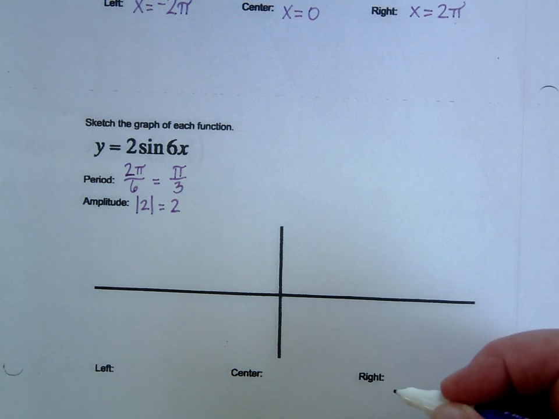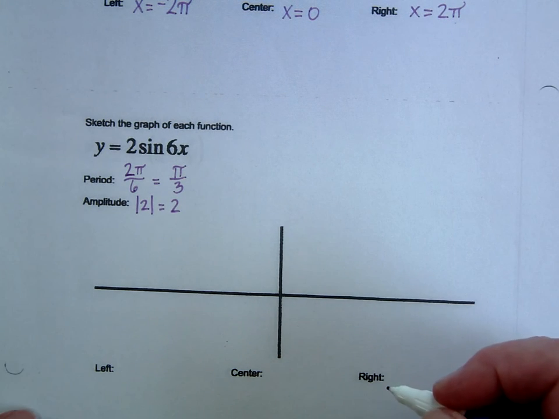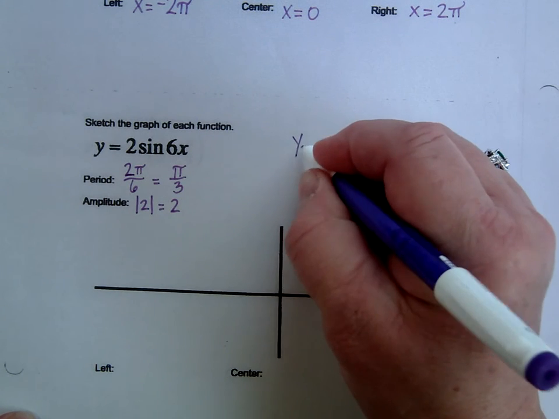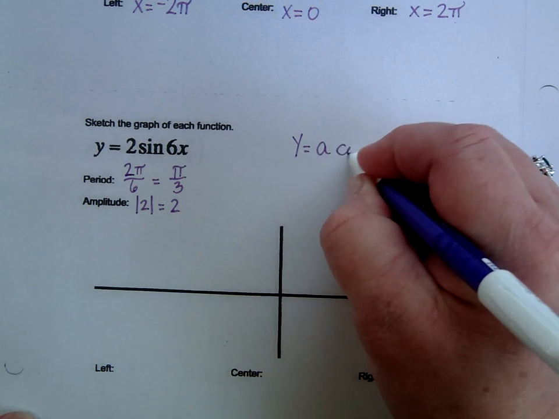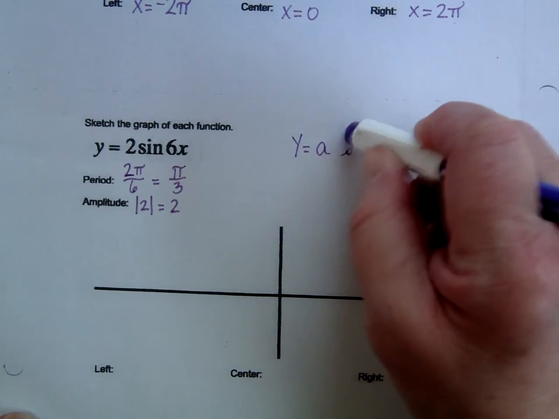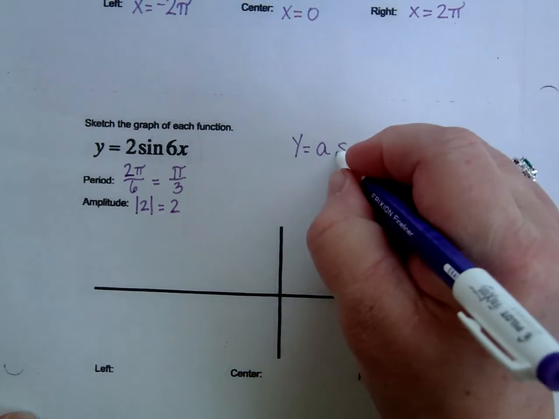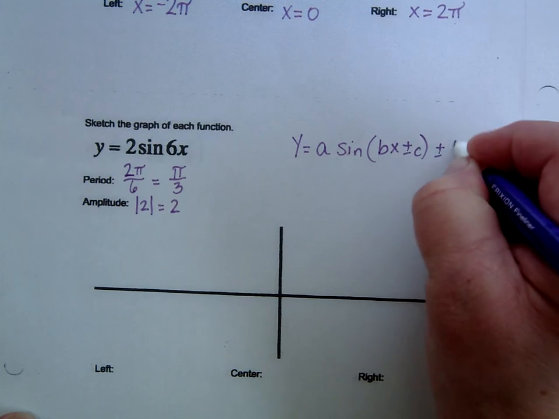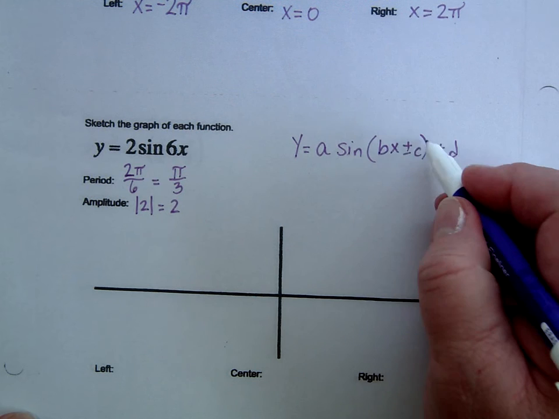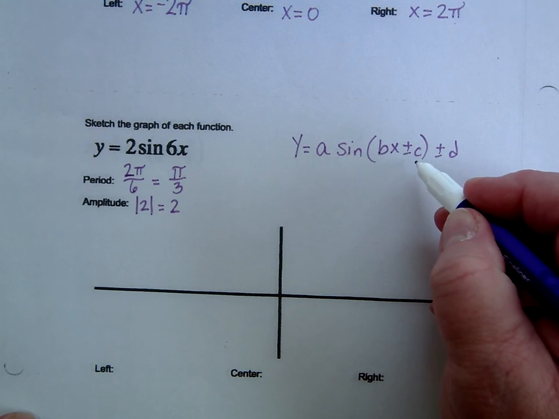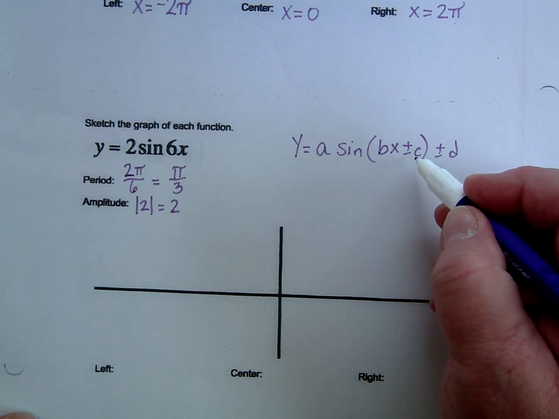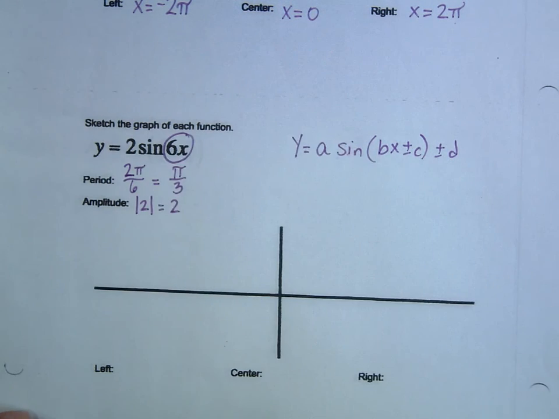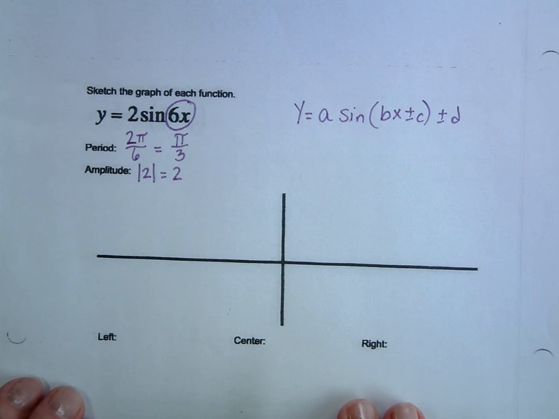Now, in order to figure out the left, the center, and the right, I have to look at this piece here. When I showed you these before, you had an a, in this case it's a sine. And then we said bx plus or minus c plus or minus d. If it has parentheses, you take the whole set of parentheses and set it equal to your left, your center, and your right. This one doesn't, it just has a 6x. So this 6x is what you're going to set equal to your left, your center, and your right.